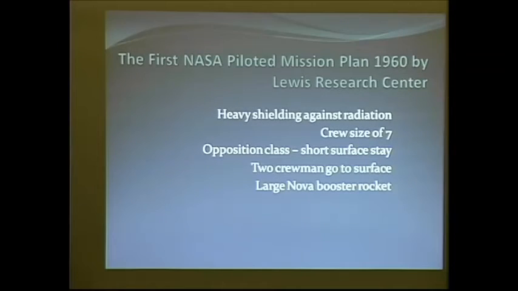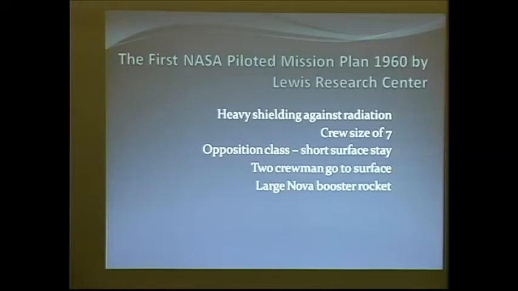We're going to get into the first NASA mission, which was developed in 1960. And this was by the Lewis Research Center in Cleveland, Ohio. And interestingly, Lewis was already involved in nuclear thermal rocket research when they came up with this plan. So you can see they based their plan on things like heavy shielding against radiation, a crew size of 7. They believed in a short stay mission, 2 crewmen go to the surface. They needed a very large booster rocket, which we'll get into later. And as I mentioned, they were an outfit of NASA that was making nuclear thermal rockets, and they believed they needed nuclear thermal rockets to go to Mars.